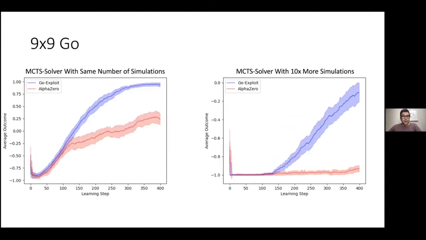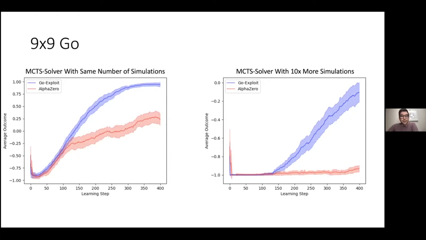We also see the same thing in 9x9 Go, but much more dramatically. The same process was used in conducting these experiments for Go, except 400 learning steps or model updates were allocated rather than 500. But the same process was conducted where for each permutation of parameters, 30 runs were conducted, and then the evaluation matches were averaged over 30 runs. And we see here that Go exploit is able to achieve an even higher average outcome or win rate against MCTS solver compared to AlphaZero than in Connect4.